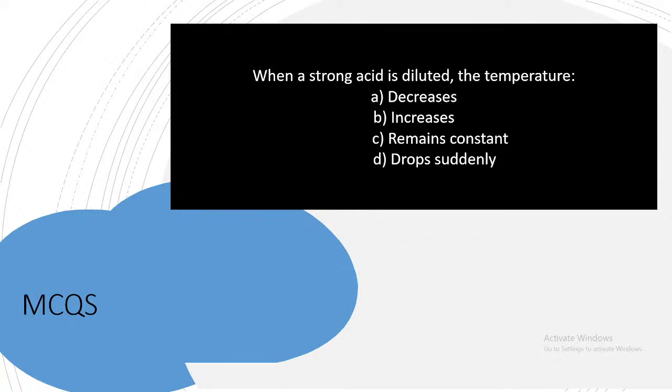Next one. When a strong acid is diluted, the temperature: option A, decreases; option B, increases; option C, remains constant; option D, drops suddenly. So the question is, what happens when you dilute a strong acid? What will happen to the temperature?